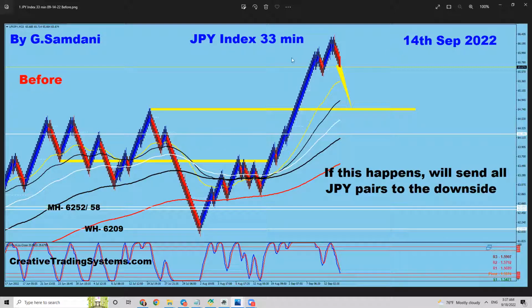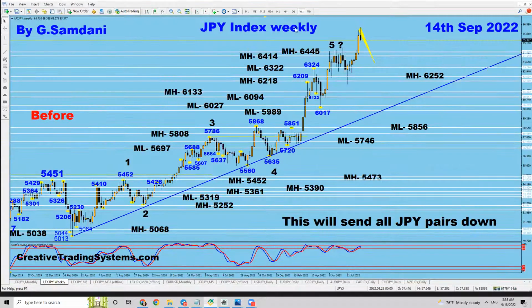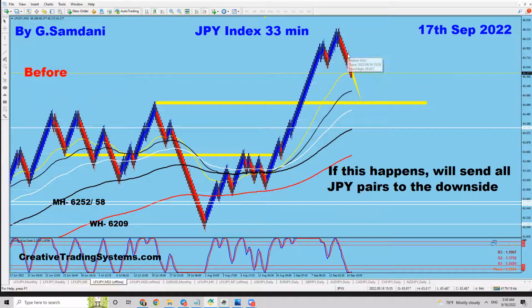Similarly, at the same time, I made this 33-minute chart. It is more like a 4-hour chart. So I'm showing here that this is an extension and a reversal, probably going to drop all the way here. And if this happens, it will send all yen pairs to the downside. So this started dropping, and all yen pairs started to go down. How far are they? Let me show it to you. So far we are here, not much, but the thing is that the yen index has a very profound, very huge effect on the pairs.